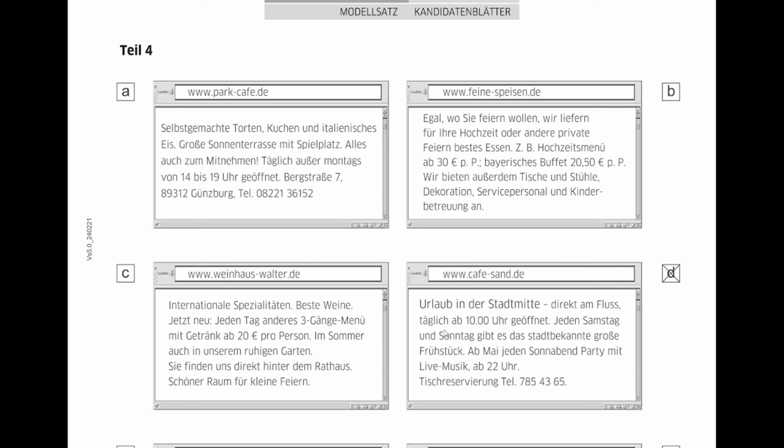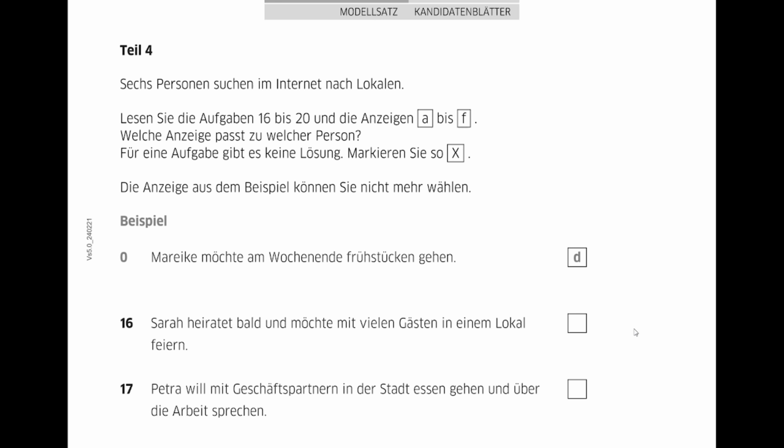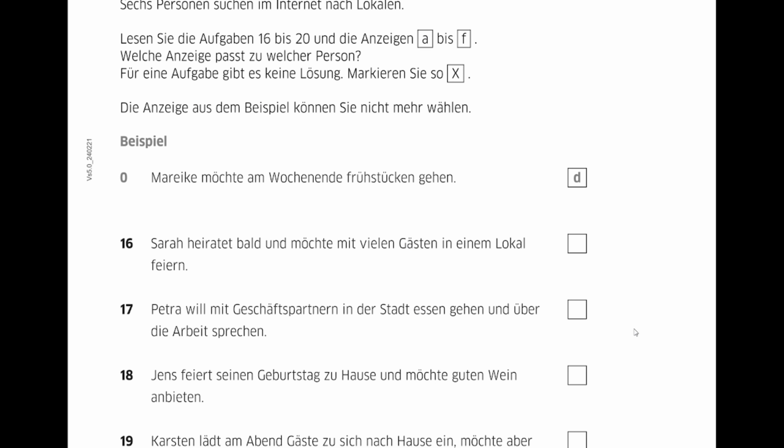It is written over here that there is Frühstück available and it is available on Saturday and Sunday. So Samstag und Sonntag. So this is Wochenende. That's why this is the correct option. And in the same way, you have to read the advertisements and then answer the questions over here. And remember that for one of these questions, there will not be any suitable advertisement, and in that case, you have to mark it with an X.